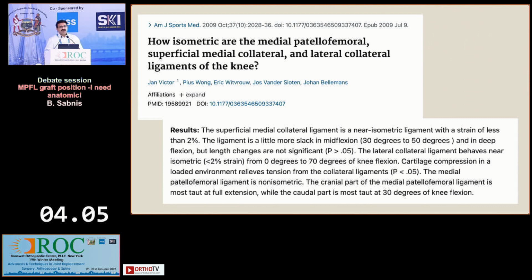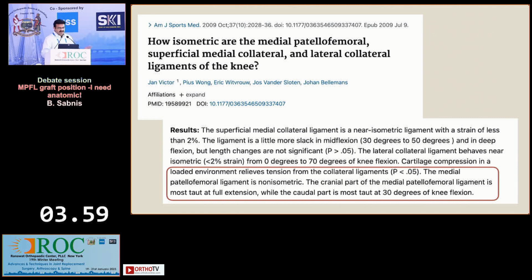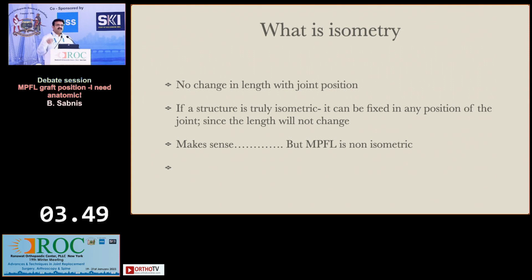Now the question is, why do we go for isometric and why do we go for anatomic? An important thing to remember is that the MPFL is a non-isometric structure. So many papers have shown that. So you cannot rely on isometry as a rule to decide where your position should be. What do you mean by isometry? There should not be any change in the length of a ligament with the joint position.